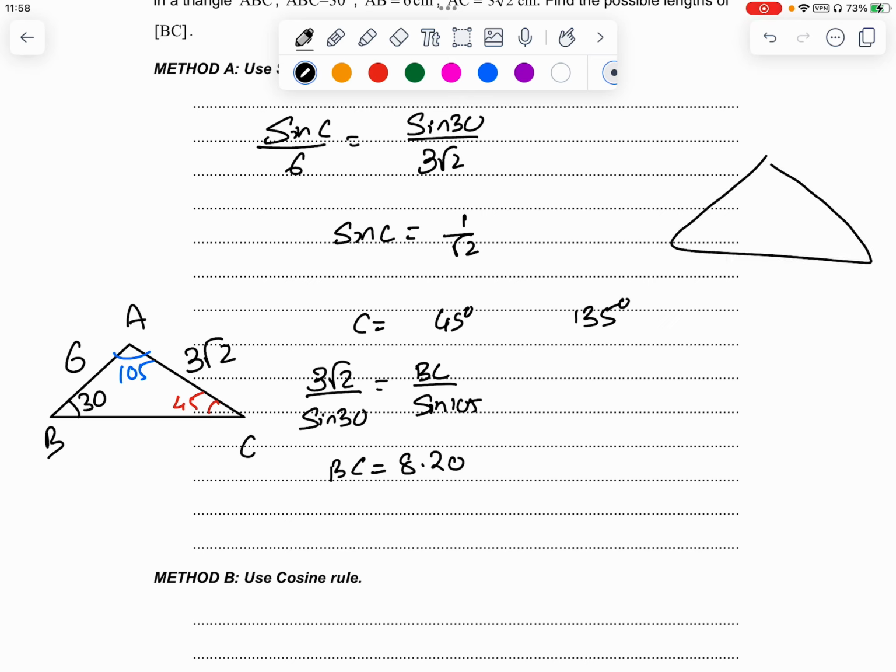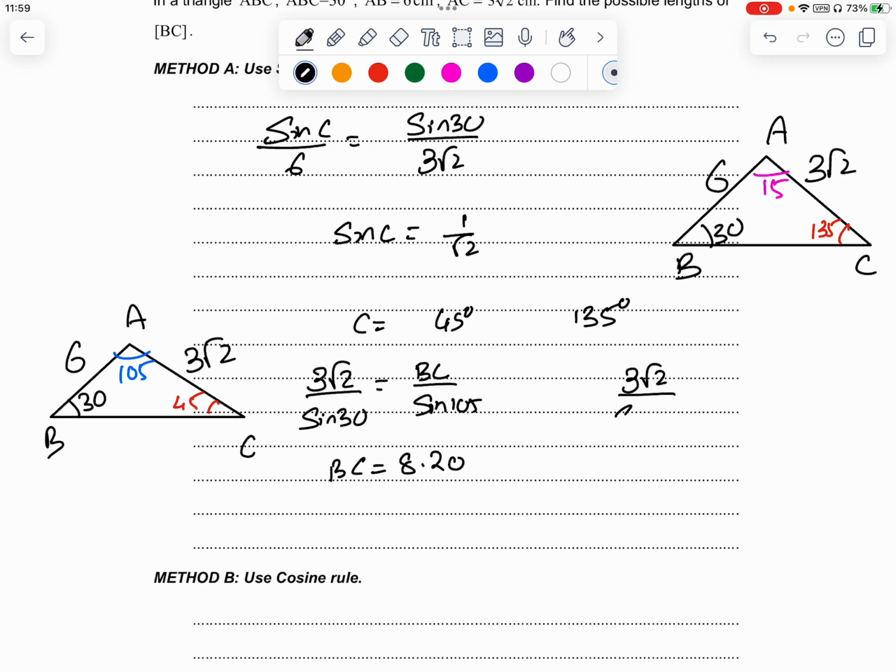Now in the next triangle A, B, C, this is 6, this is 3 root 2, this is 30. The one we found out was 135. So the other angle is going to be 15. So in that case, 3 root 2 upon sine 30 equals to BC upon sine 15. This gives me BC value as 2.20 centimeters.